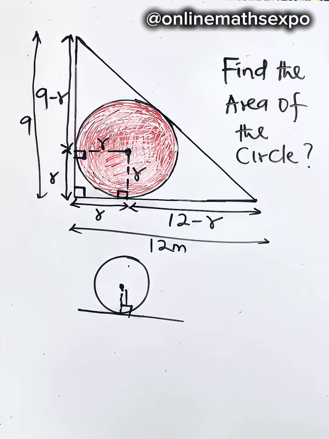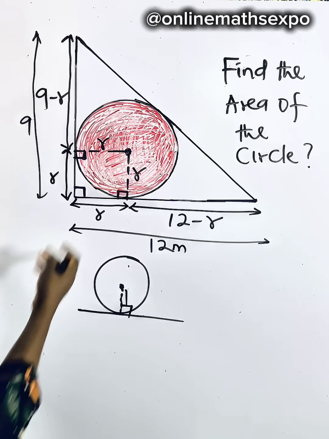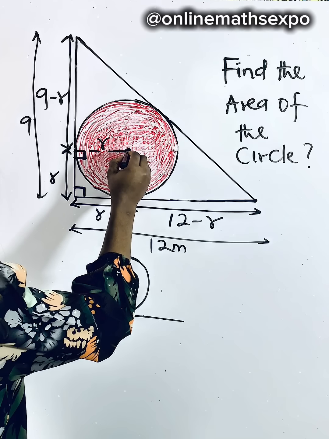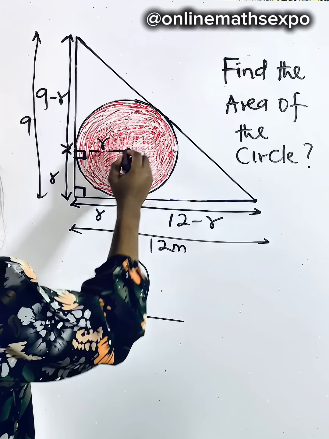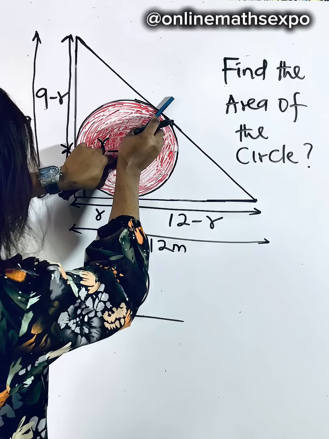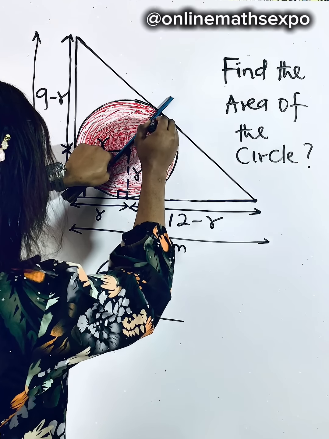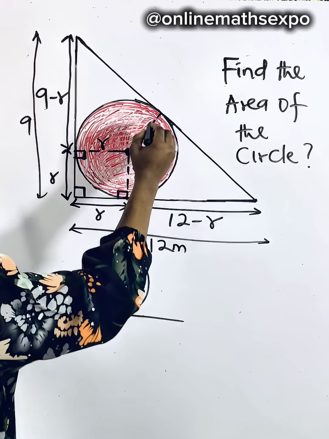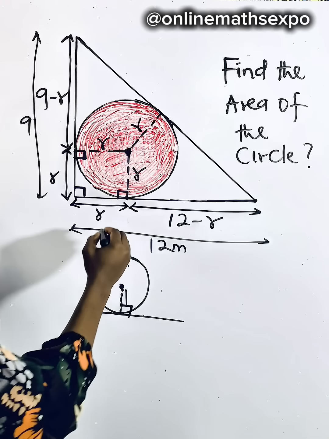Now, what do you do with this information? Go back to the diagram. Remember that you can also get another radius from here to touch this point. So let's extend it. And this is what we have. This is also our radius.